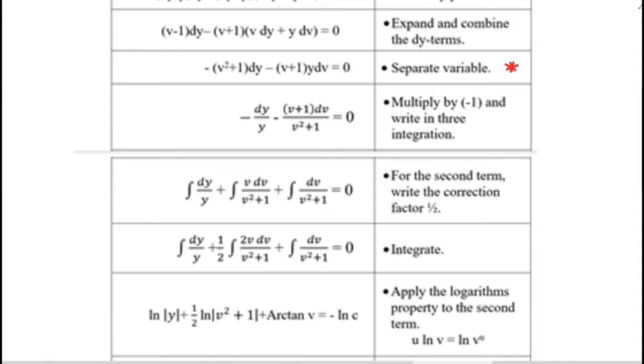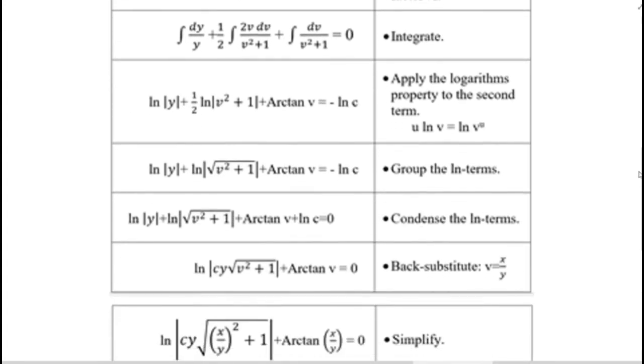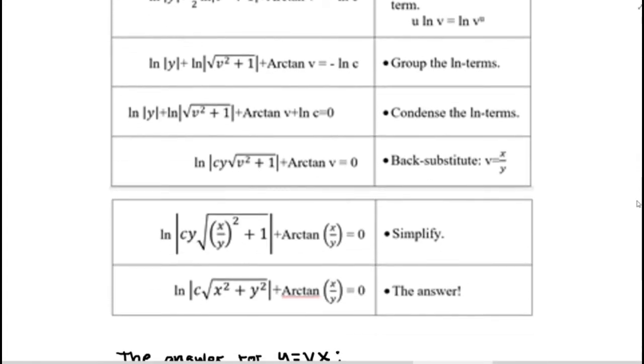With this equation, we integrate and we come up with an answer, in which our answer is in terms of v and y, which is not yet in terms of x and y. Therefore, we have the back substitution. Then after this back substitution, we simplify and we come up with the final answer. So in short, we have only three major steps.